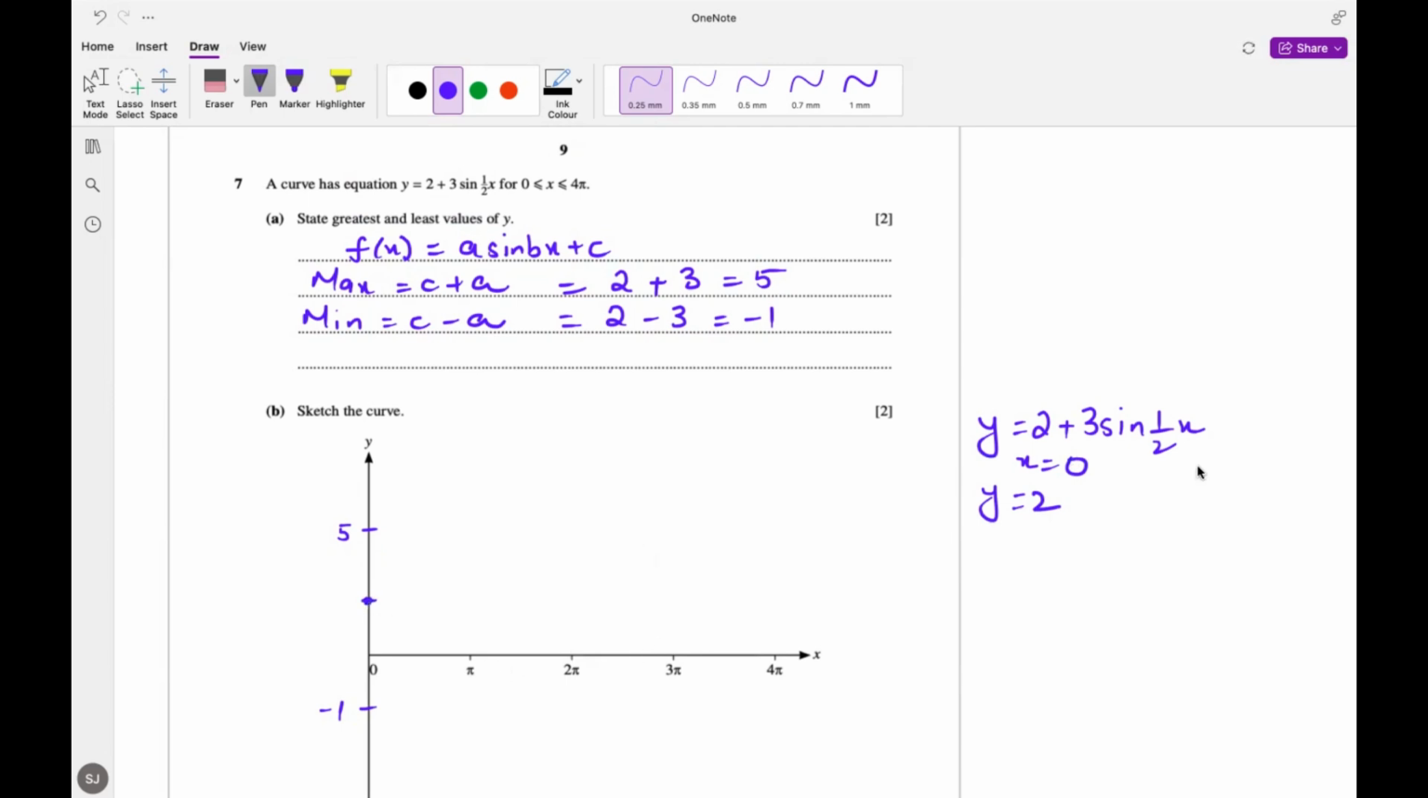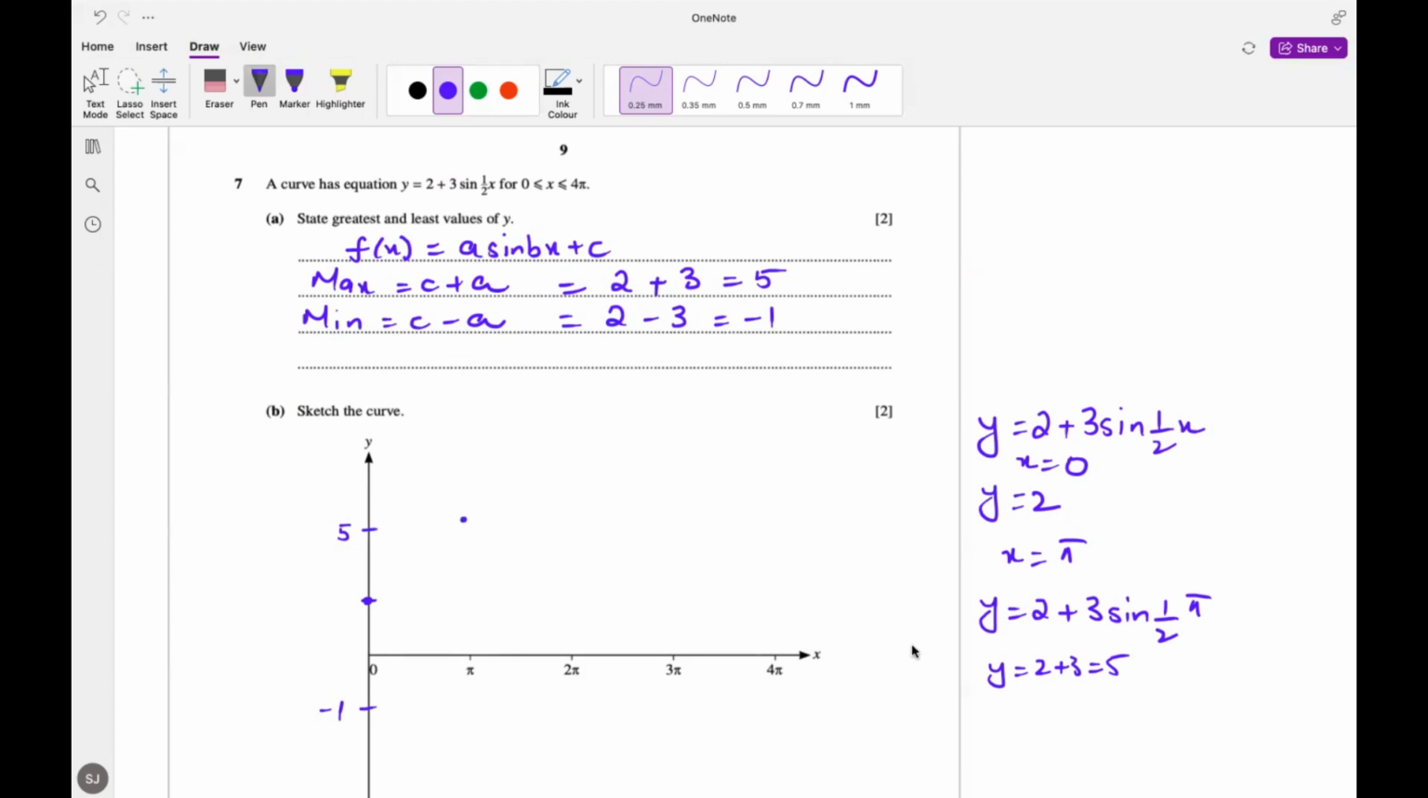Now substituting x equals pi over here. Taking the value of x as pi, we'll get y equals 2 plus 3 sine half of pi. So half of pi is 1. So this will become y equals 2 plus 3, which is equal to 5. So at x equals pi, the value of y is 5.